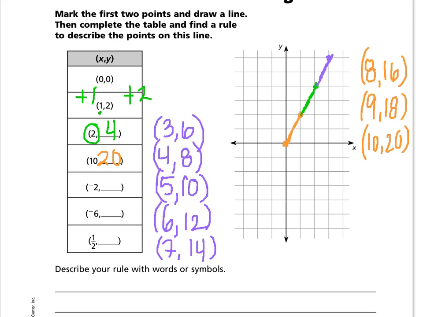Now I need to think about negative 2. Negative 2, and it being doubled, I would have negative 4. So over to the left 2 and down 4 would put my dot right here. I can connect my line. And then negative 6, I could see doubling that would be negative 12. And then 1/2 and doubling a half would be 1.